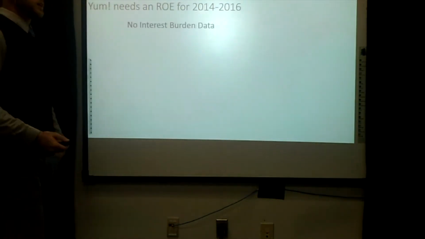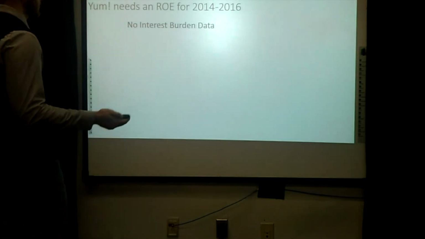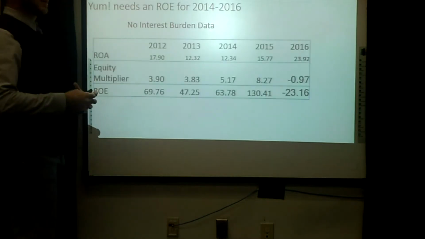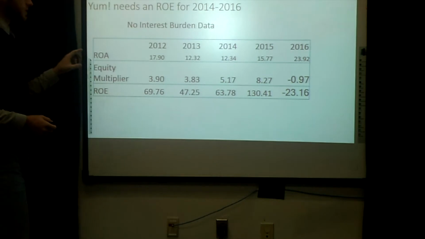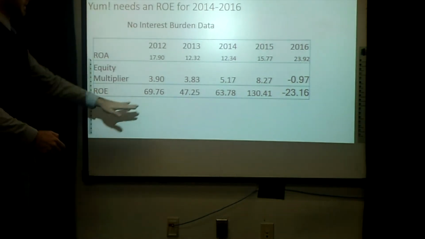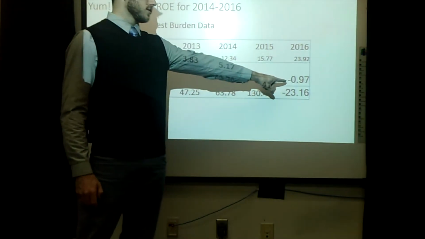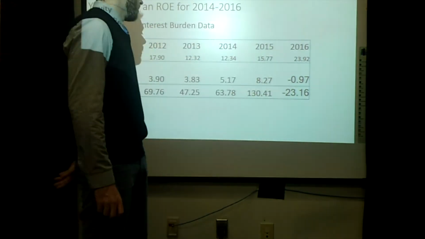Well, okay, the Bloomberg data gave us no interest burden. We had no interest burden information for those 3 years, and so we can figure out ROE a different way. ROE can be broken down into 5 parts, but it can also just be these 2 parts. Since we have the ROA and we have the equity multiplier, we can calculate the ROE. So you can see ROE here, and then there's the year we talked about, 2016. We have a negative equity multiplier, therefore we have a negative ROE.